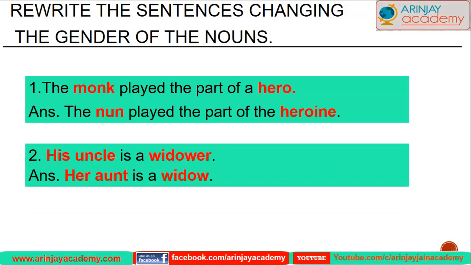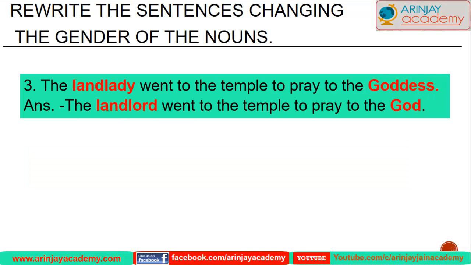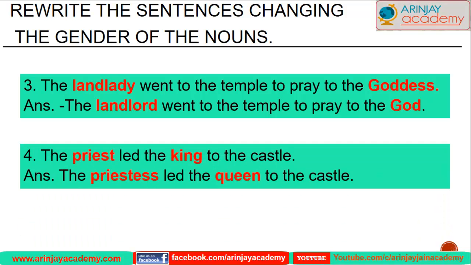His uncle is a widower. When we change the gender in this sentence, we write, her aunt is a widow. The landlady went to the temple to pray to the goddess. The landlord went to the temple to pray to the god. Here we change the gender of landlady and goddess, that is the feminine genders, into masculine gender. That is, landlady becomes landlord and goddess changes to god. The priest led the king to the castle. The priestess led the queen to the castle.